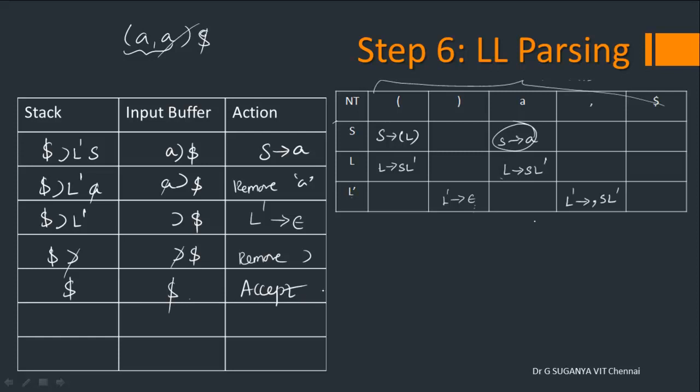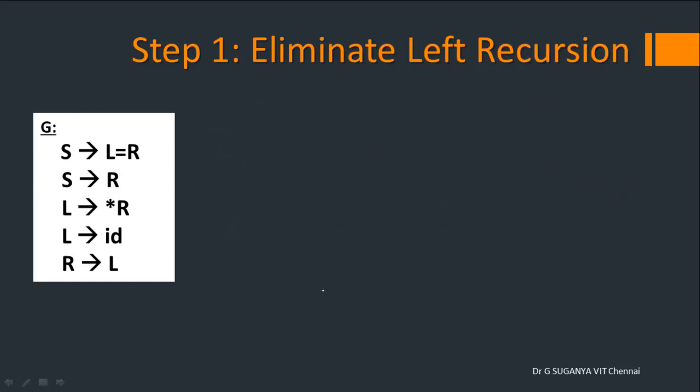Yes, you can understand. Let me quickly take you through another example. So this is the given grammar. Is there any left recursion over here? S production doesn't start with S. L production doesn't start with L. R's production starts with L, but if you substitute the alternates for L, again it starts with a terminal, and hence no left recursion is there.